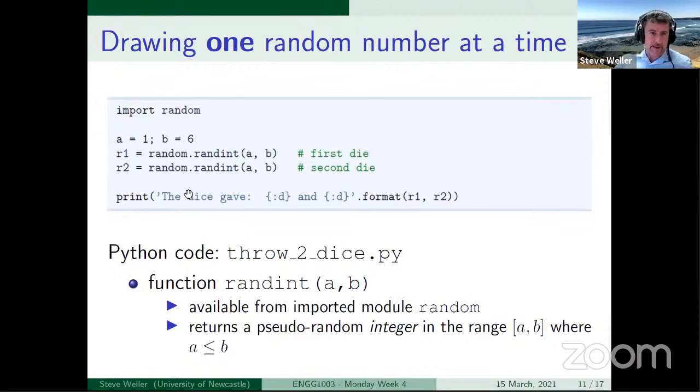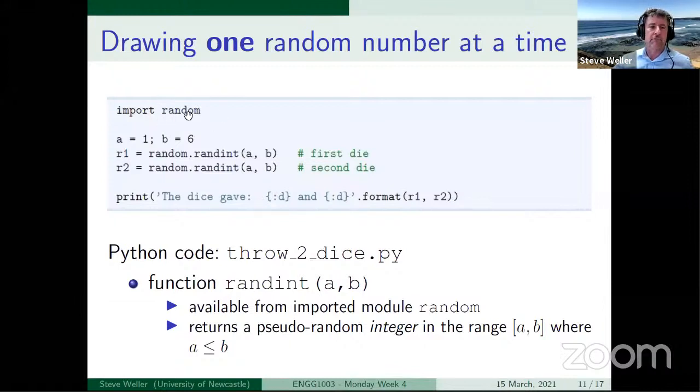Well, I'll show you. I'll talk about the code on the screen, then we'll do it live. The first thing is that we need to use an external module called random. So in the same way that we've been importing NumPy and importing matplotlib and importing math, now we're going to introduce the random module. So that gives us access to a number of functions that generate random numbers inside the random module.